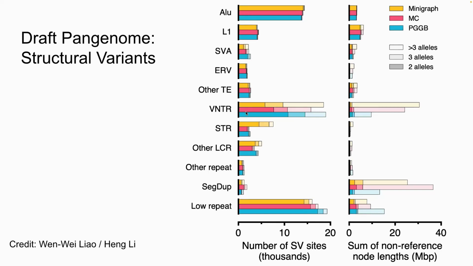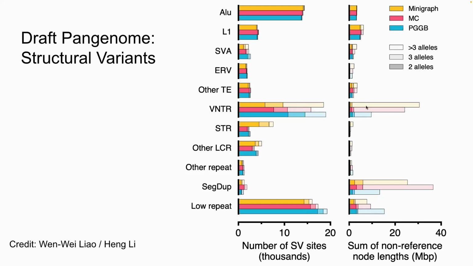If you look at the VNTRs and the STRs, they are generally not biallelic. In many of our VNTRs, when we look at them, almost every single haplotype has a slightly different allele, just showcasing how fast the mutation rate is at those sites.